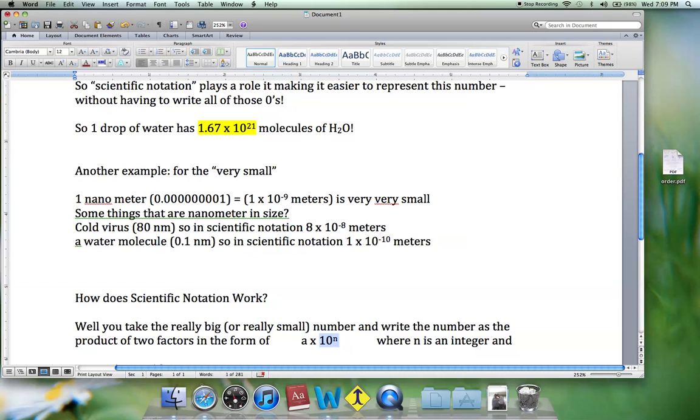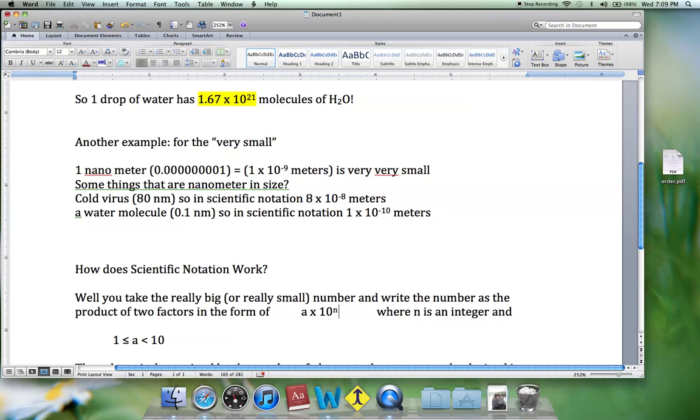Our n is going to be an integer, which means it can either be a positive number or a negative number. And our value for a has to be greater than or equal to 1. So it can be 1, but it has to be 1 or greater, and less than 10. That means our value for a can be anywhere from 9 down to 1, including any of those decimal places in between. Going back to our drop of water, we had 1.67. So a here is definitely greater than or equal to 1, but less than 10.